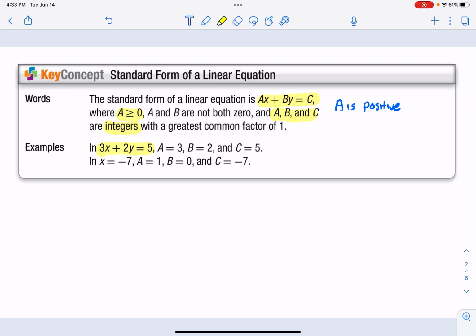Okay, and so in our example here, 3x plus 2y equals 5, a equals 3, b equals 2, and c equals 5. And then they have another example when x equals -7. We have no b term because there's no y term, so therefore b is 0.